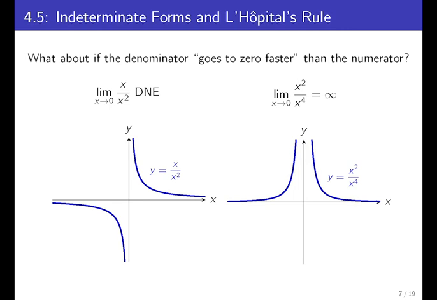Here's 2 examples. In the first one, there is no limit of x over x squared as x goes to 0, but x over x squared does have a left and right-handed limit at 0. In the other example, x squared over x to the 4th has a 2-sided limit as x goes to 0, and it's infinity. For simplicity, in these early examples, we will stick to situations in which the numerator goes to 0 quicker, so we don't have to deal with the various possibilities when the denominator goes to 0 quicker.